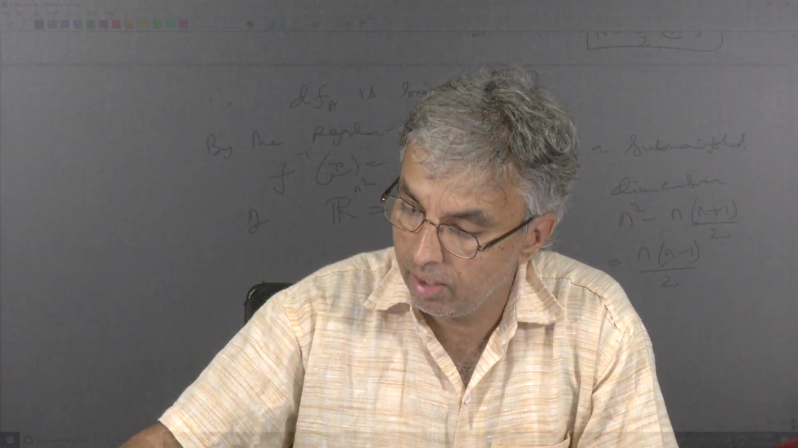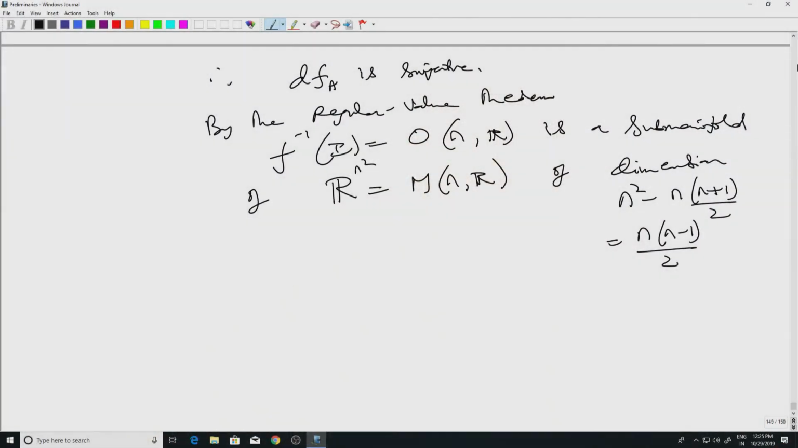Last time we had started listing some examples arising from the regular value theorem. So I'll continue with that, and then we'll talk a bit about tangent spaces to the submanifolds that we obtain.